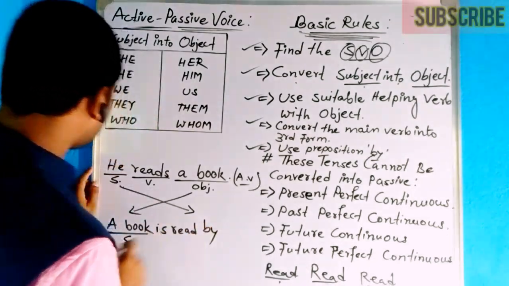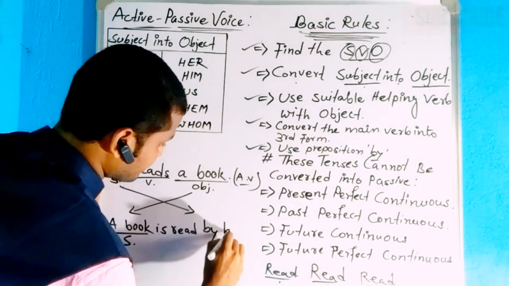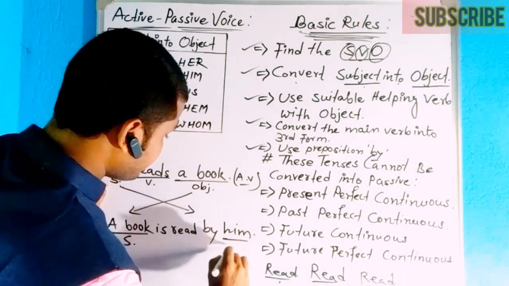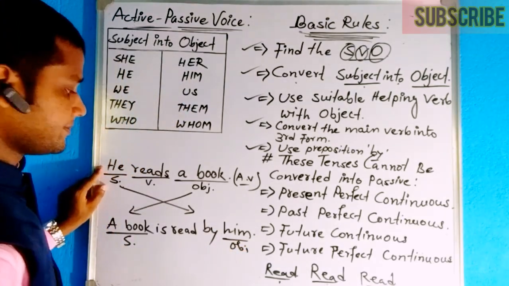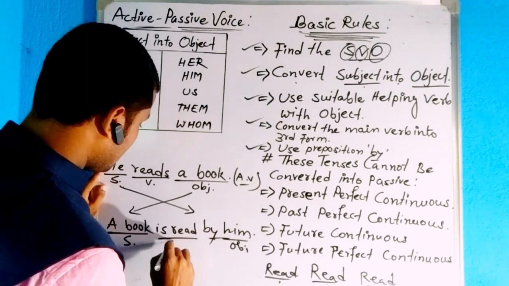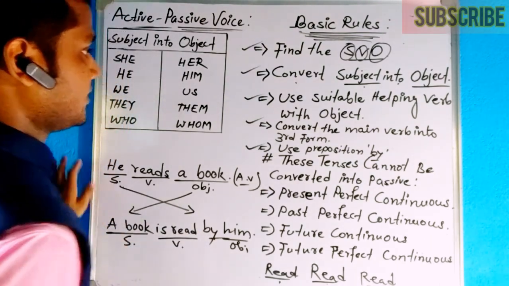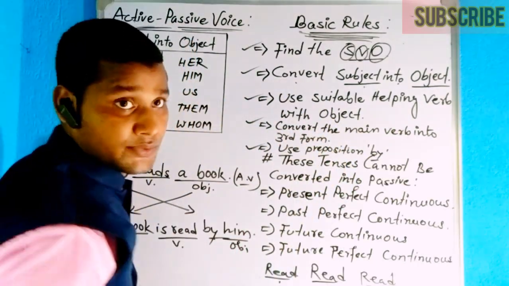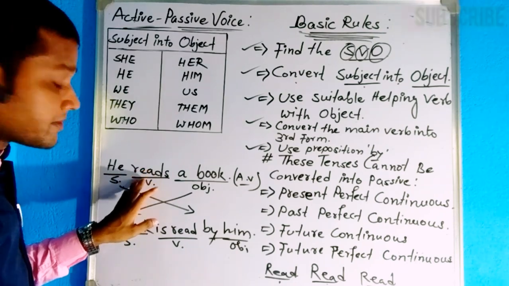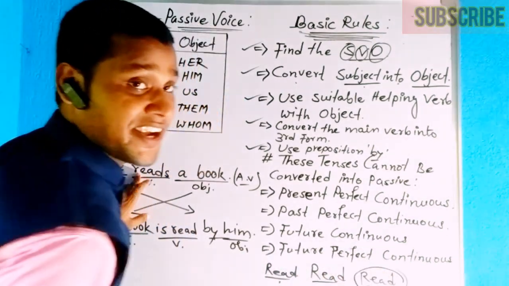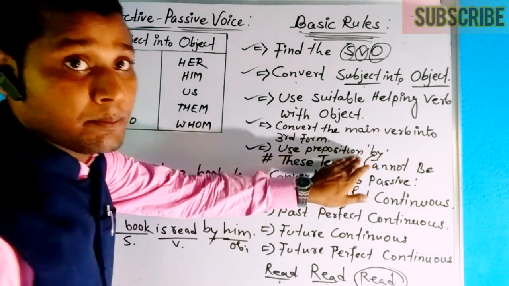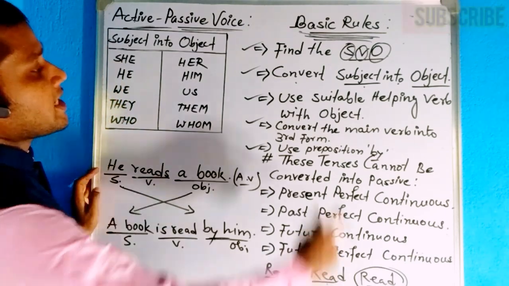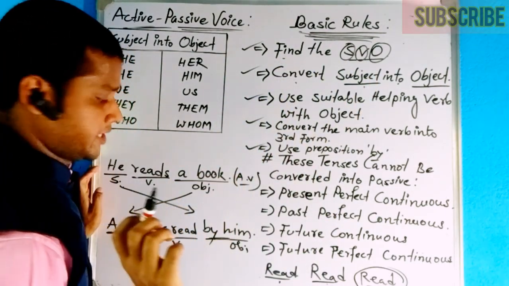A book is read by him. You see, the subject became object here. This form is over. Convert the main verb into third form. So the verb read we have made into third form, read. Use the preposition by, and we have used the preposition by here. Clear? So the first basic rule: find the subject, verb, object.